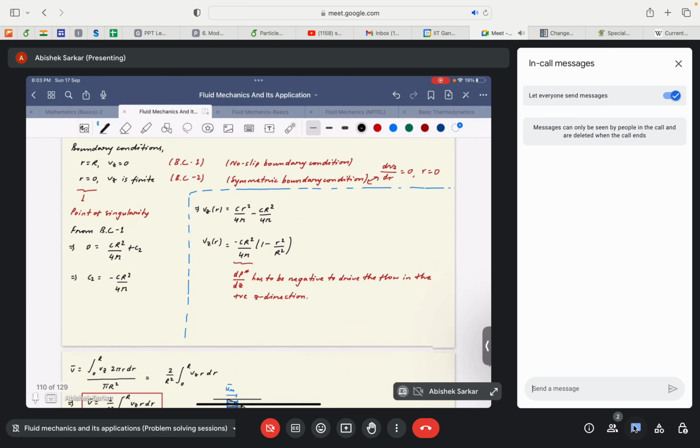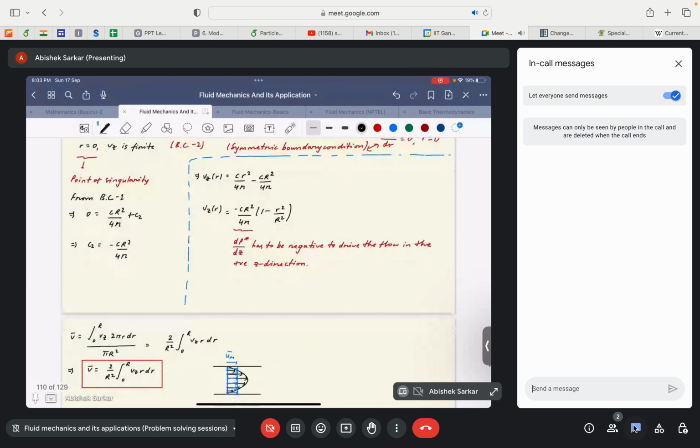You can clearly see that c, which we initially took as dP*/dz, tells us that for the flow to move in the positive z direction, the piezometric pressure gradient dP*/dz should be negative. This is a very important conclusion from the governing equations themselves: we need a negative pressure gradient to drive the flow in the positive z direction.